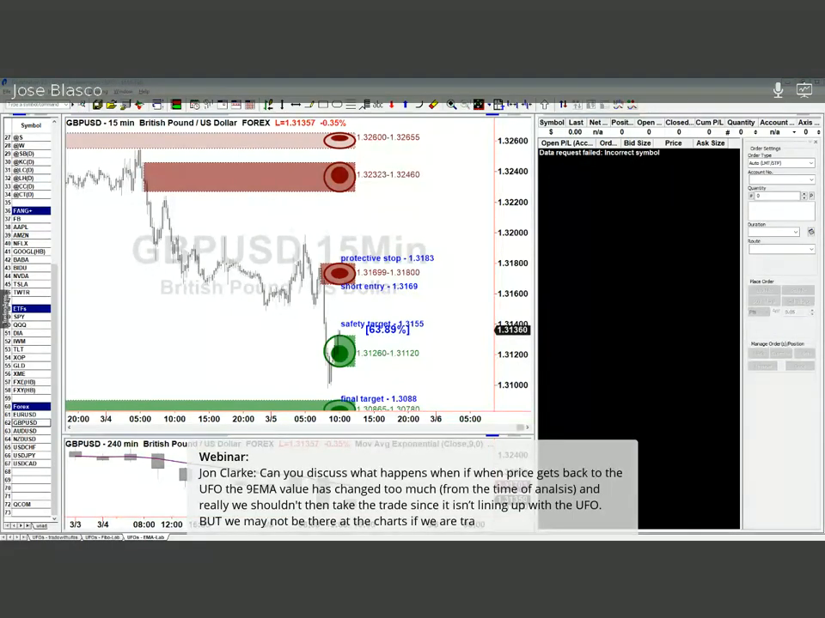Can you discuss what happens when price gets back to the UFO, but the 9 EMA value has changed too much from the time of the analysis, and really we shouldn't take the trade since it's not lining up with the UFO? But we may not be at the charts if we are trading longer time frames. I guess it comes with experience and time that we can predict where the EMA is going to be.